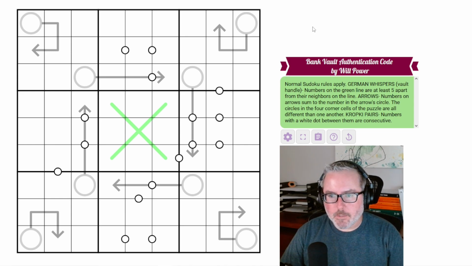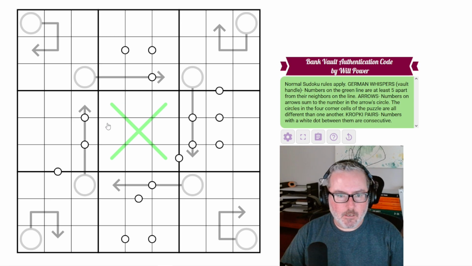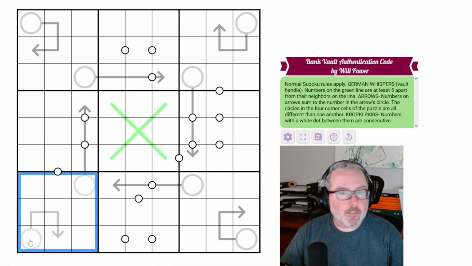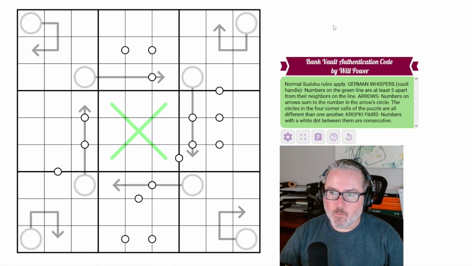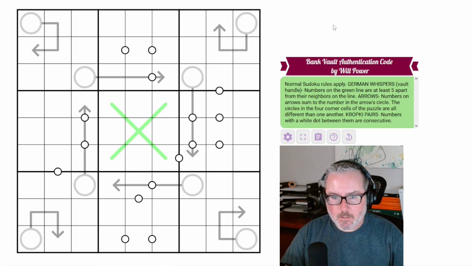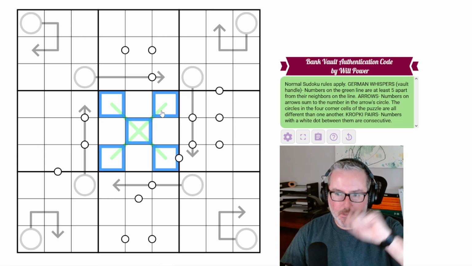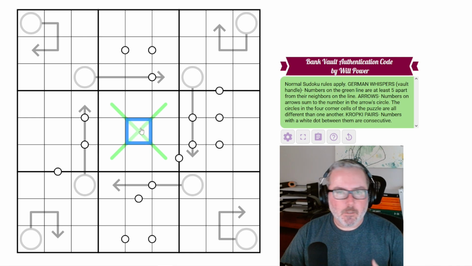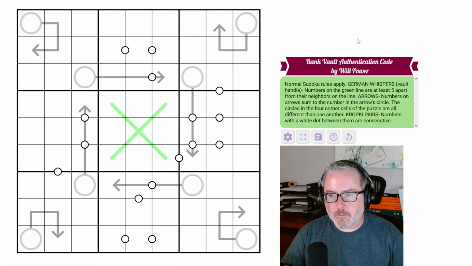So what do we got? We have normal Sudoku rules apply. So every row, every column, and every 3x3 box contains the digits 1 through 9 once each. Then we've got German whispers, which are the vault handles. Okay, so that is correct. These are the wheel you spin to open the vault. Numbers on the green line are at least 5 apart from their neighbors. So whatever this digit is, this digit must be 5 away from it. This has to be 5 away from that one, etc., etc.